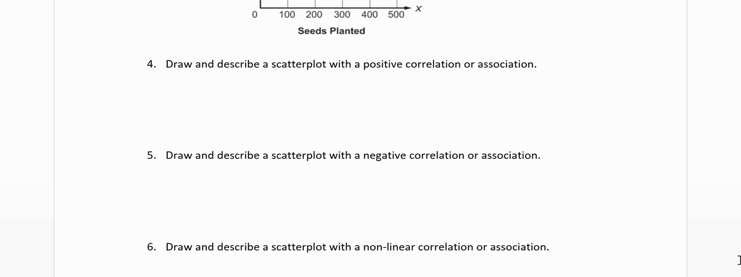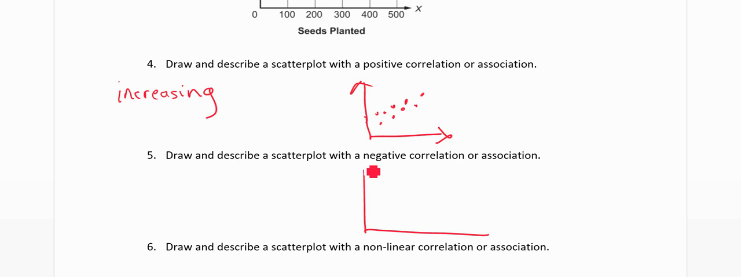Number 4, draw and describe a scatter plot with a positive correlation or association. So I should draw a scatter plot that is increasing in pattern. Draw and describe a scatter plot with a negative correlation or association. So I should draw a scatter plot that is decreasing in a pattern.